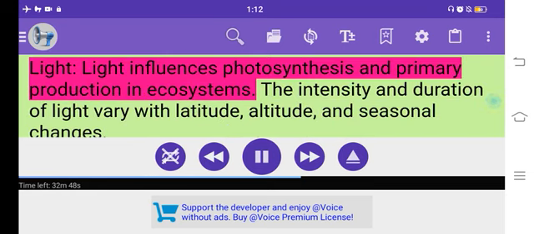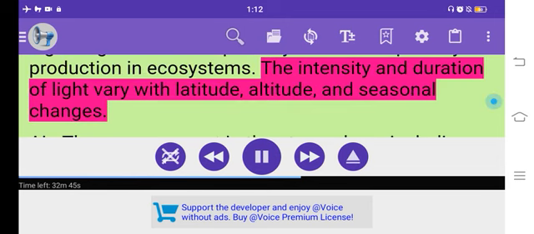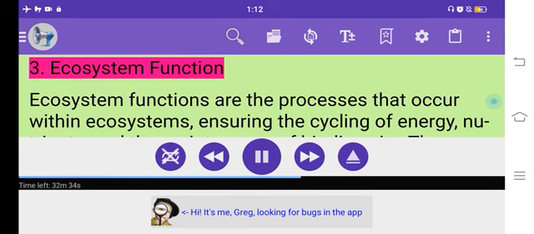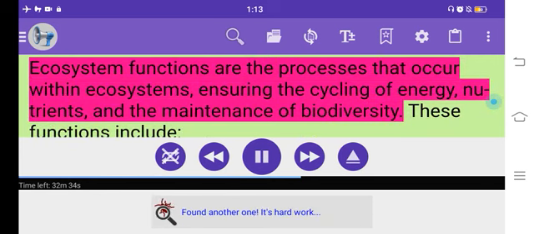Light. Light influences photosynthesis and primary production in ecosystems. The intensity and duration of light vary with latitude, altitude, and seasonal changes. Air. The gases present in the atmosphere, including oxygen, carbon dioxide, and nitrogen, are vital for respiratory and photosynthetic processes. 3. Ecosystem function. Ecosystem functions are the processes that occur within ecosystems, ensuring the cycling of energy, nutrients, and the maintenance of biodiversity.